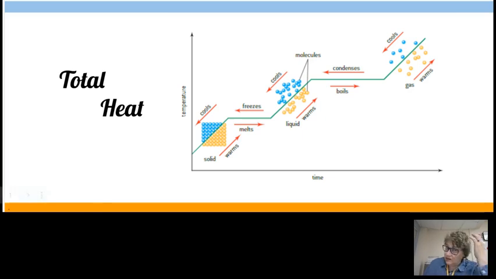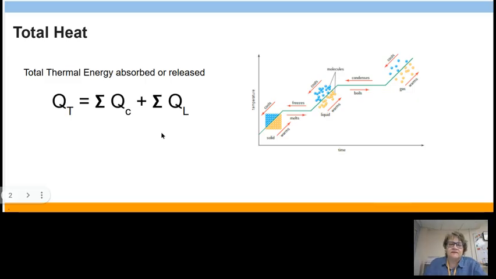Okay, but today we're talking about total heat. And basically, if you think about it, total heat means total heat. So we're going to look at total heat as equaling the sum of the specific heats and the sum of the latent heats, adding them together. And when I say them, because you think, well, there's only one specific heat and only one latent heat. No, there are many of them.